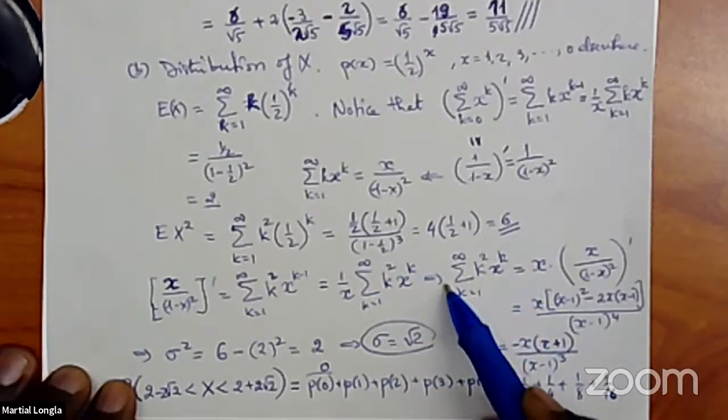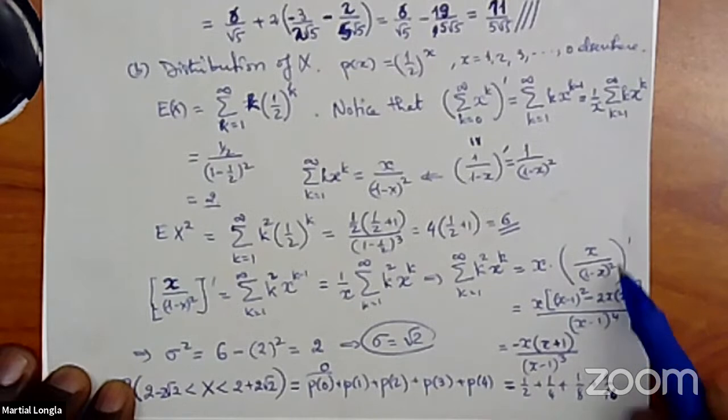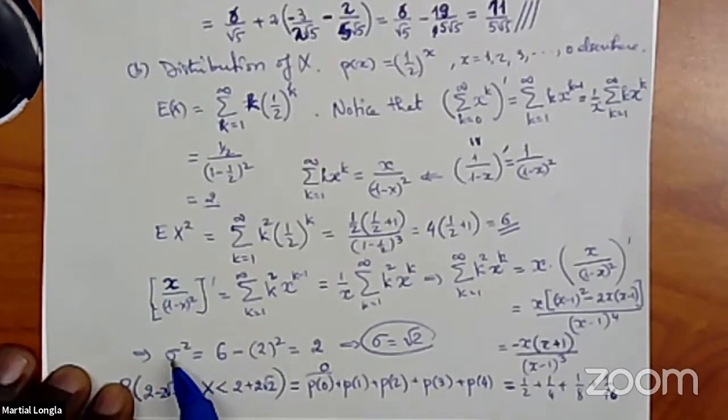So I solve for that as well. It's equal to x times the derivative of x over 1 minus x squared. And I compute this derivative. That's what I get. And I multiply by x. Plug in 1/2.